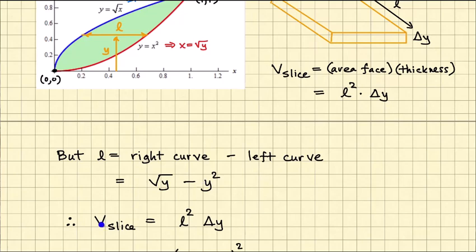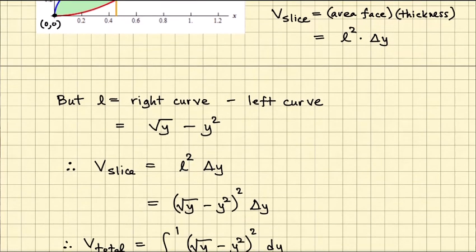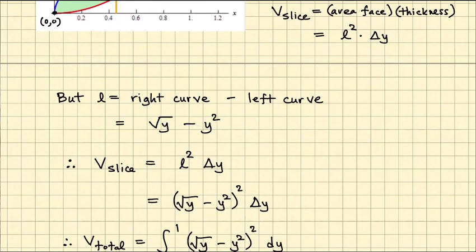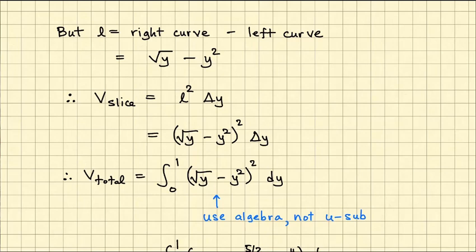That means the volume of my slice, which we said above was L squared times delta y, with L now this quantity, is the square root of y minus y squared, still squared because L was squared, times delta y. And here comes the calculus. Since we got the volume of the slice, we know that we can get the total volume just by integrating, or accumulating, the volumes of the slices. This was the volume of my slice.